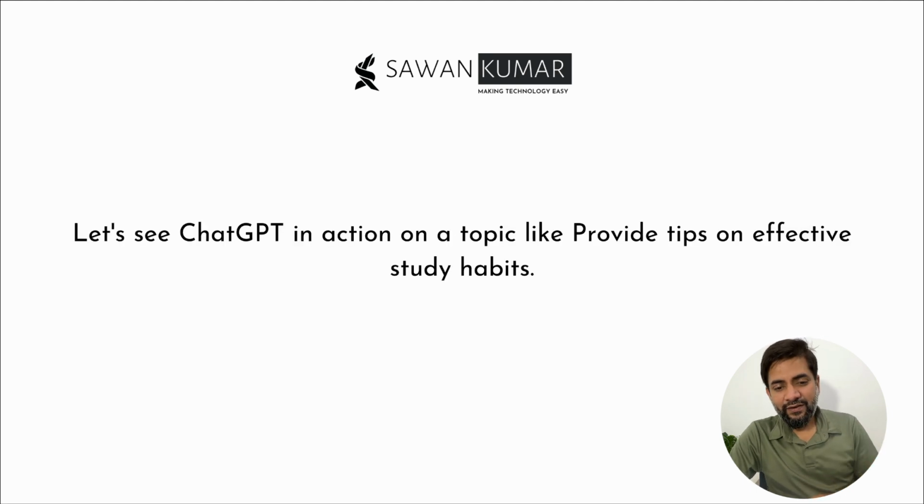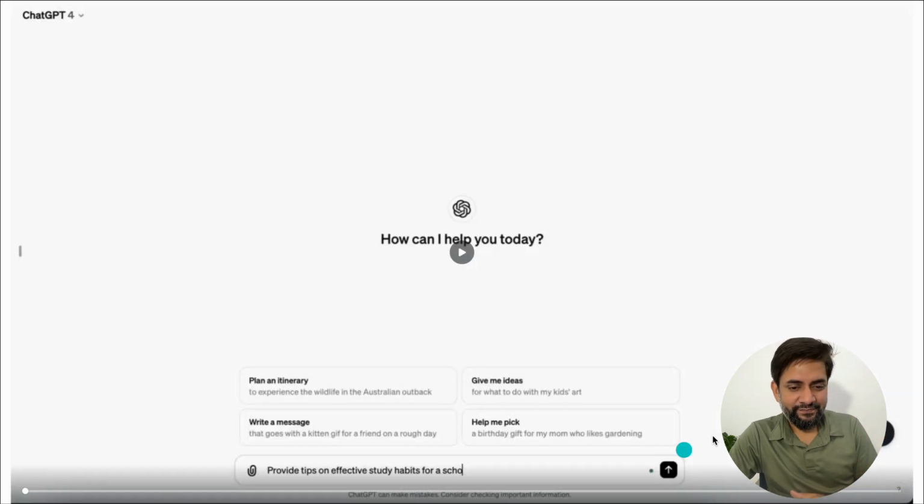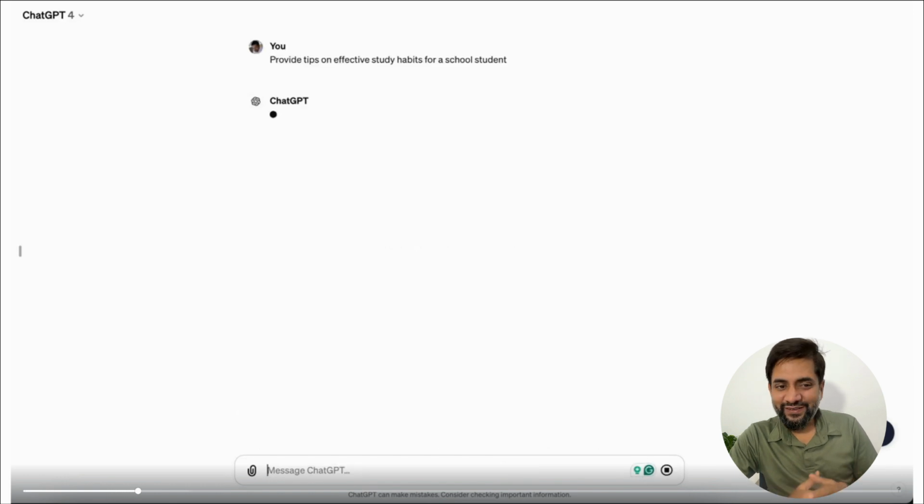So for that, let's get started with an interactive demo where we see ChatGPT in action and much more. Starting with, we will ask ChatGPT on providing tips on effective study habits. A very basic question, and let's see what it does. Provide tips on effective study habits for a school-going student is what we asked ChatGPT in this case. And let's see what answer ChatGPT comes up with.